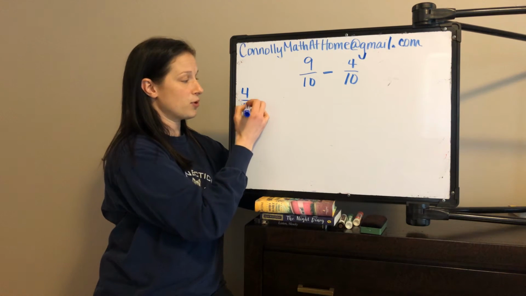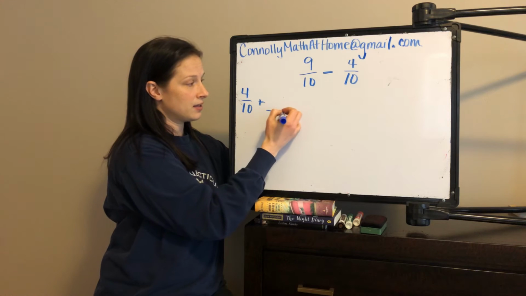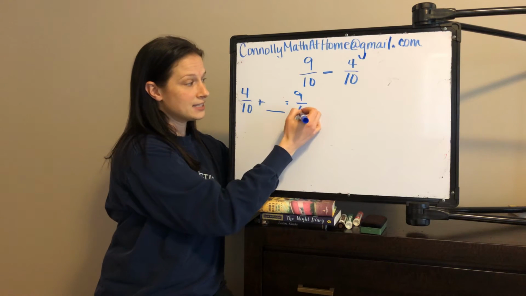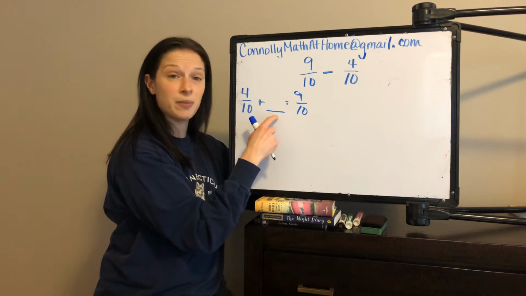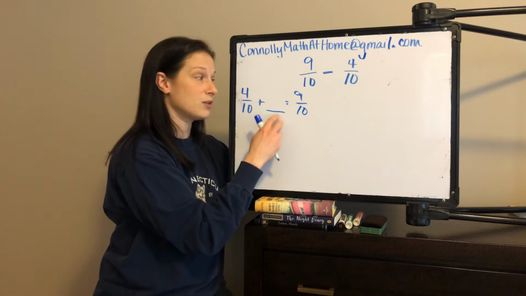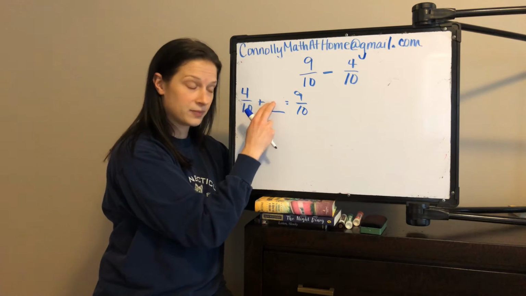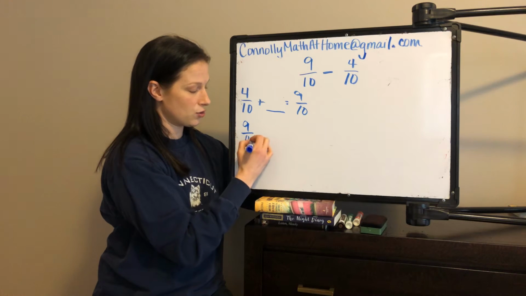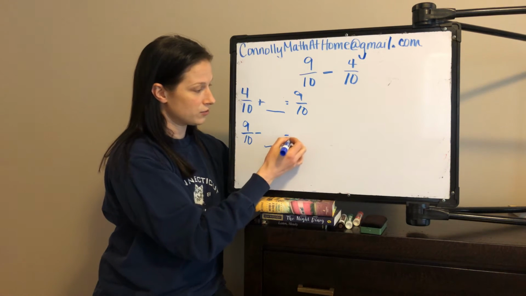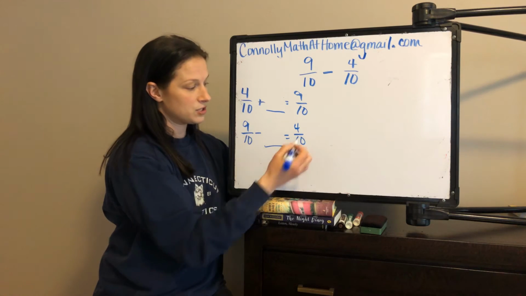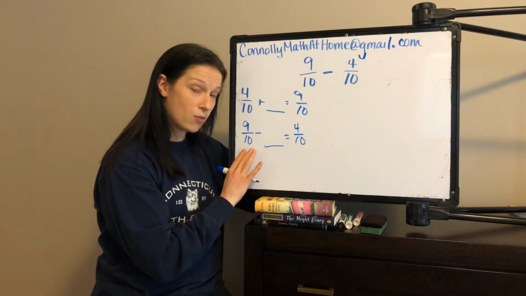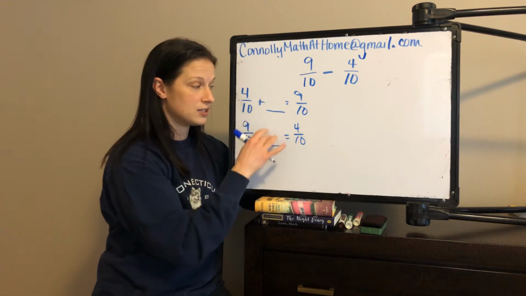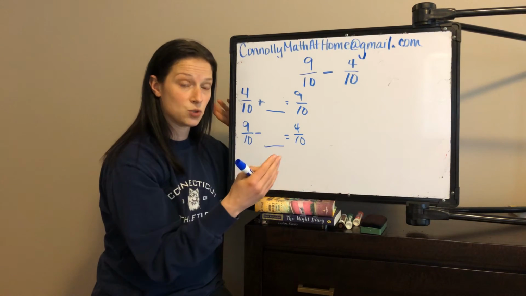Or you can think about it like this. I've walked 4/10 of a mile. Miss Connolly walked 9/10 of a mile. How much further did Miss Connolly walk? We could find our answer here. Or we could think about that subtraction situation that I just showed, where we're finding the difference between how far I walked and how far you walked. These two would find the distance between.